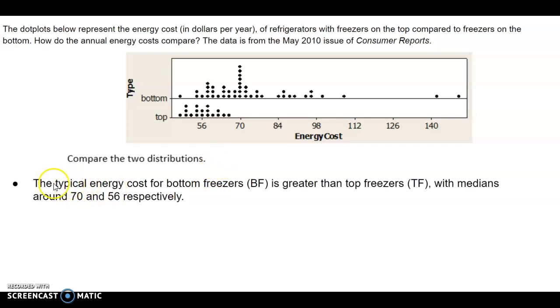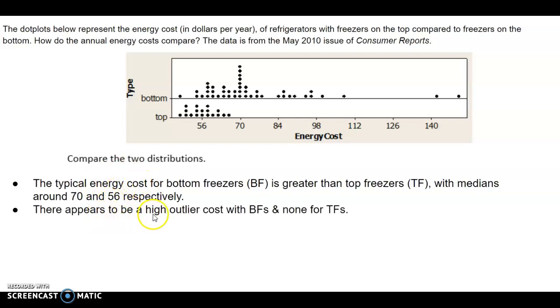So make sure that you always use the context. So I'm saying the typical energy costs for bottom freezers, and if you want to give yourself an abbreviation, just make sure you define it, is greater than top freezers with medians around 70 and 56 respectively. So the median of the bottom is kind of around here. The median of this one is down here. Obviously, we're not going to sit here and be able to calculate the mean, so we're just estimating the center by looking at where we see the median. So that was our center.